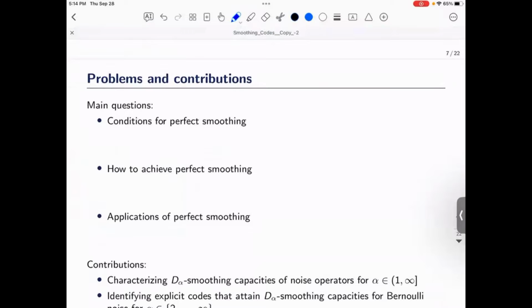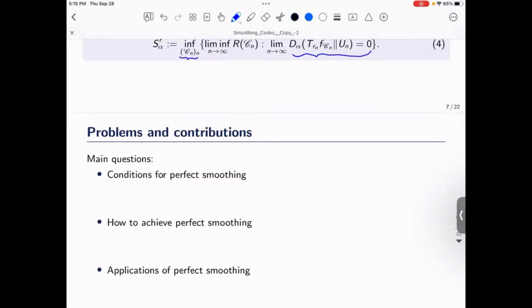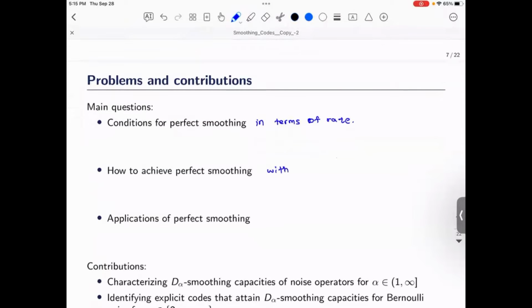So far, I guess this is somewhat boring because these are just explanations and definitions. Now let's do something more. We have defined what asymptotic smoothing means, and we want to find the conditions under which this is satisfied. So the main questions in this setup are, first, what are the necessary or sufficient conditions for perfect smoothing, in terms of rate? Secondly, how to achieve perfect smoothing with explicit codes? And third, what are the implications of perfect smoothing?